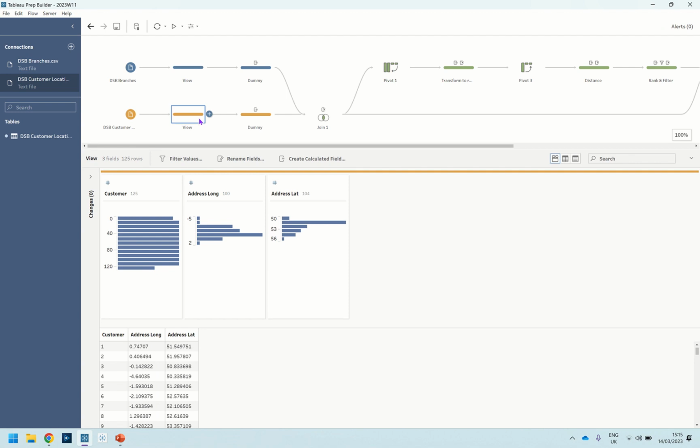So what we want to do is associate each of our customers with each one of the banks initially, so that we can find out the distance between each customer and each bank, so that we only then associate them with their nearest bank.